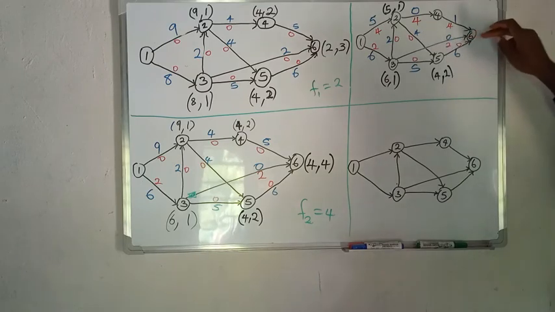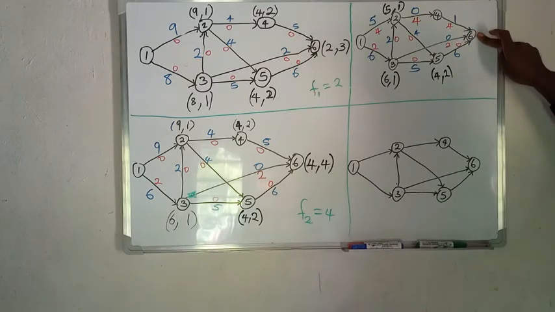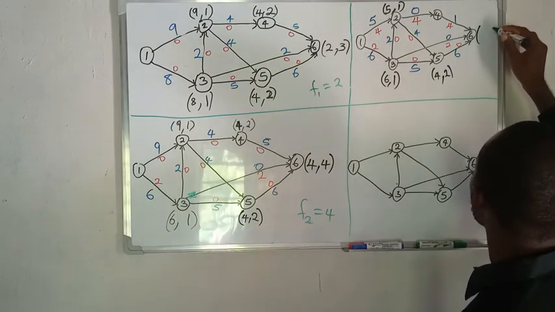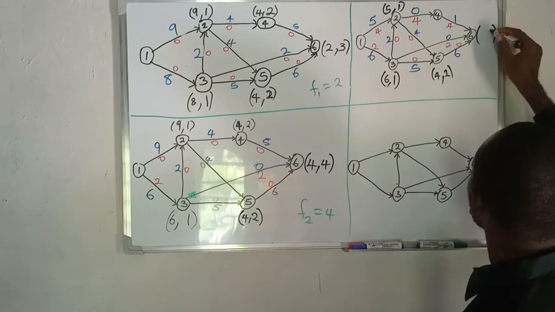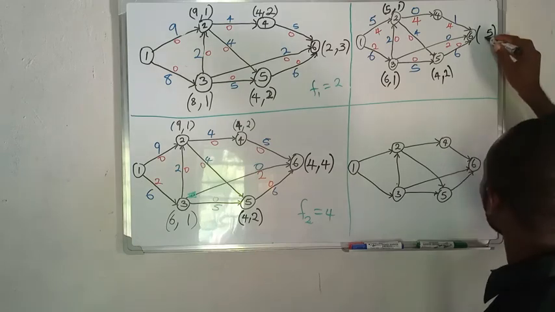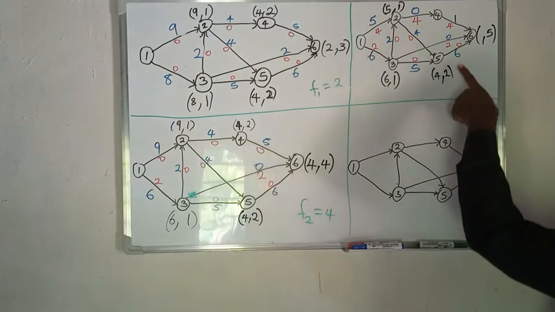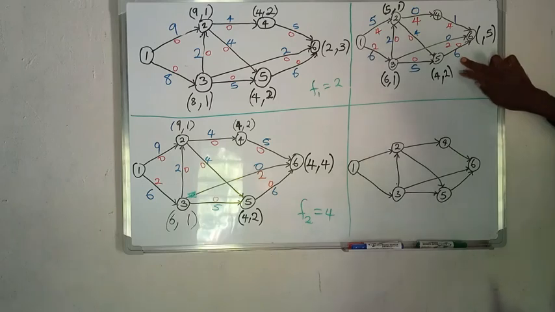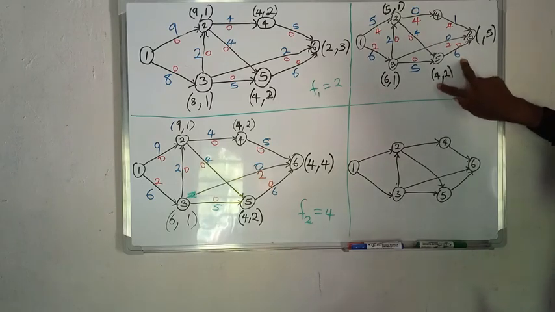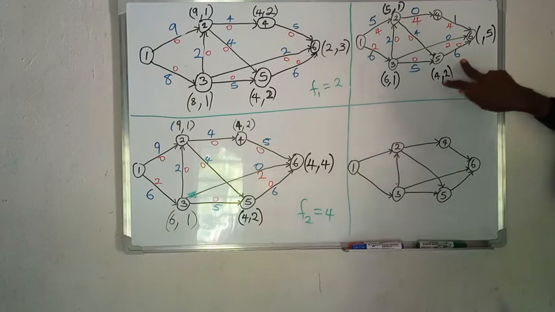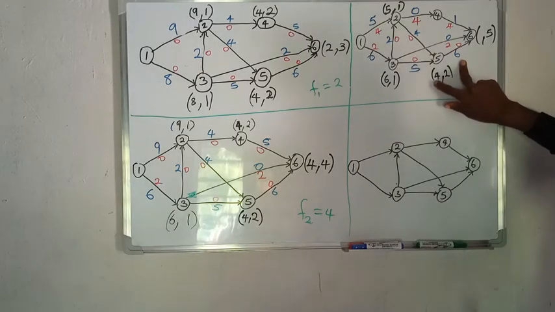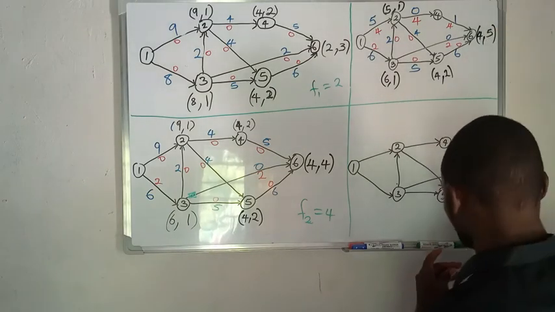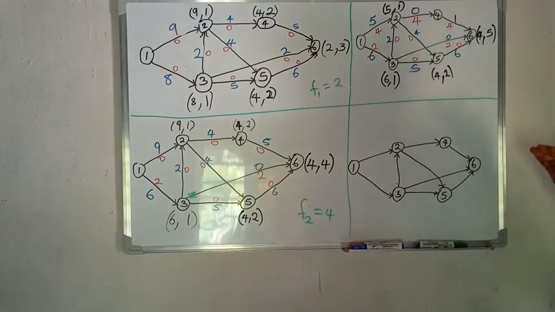So right here, 5 is connected to 6, and so we label 6 from 5. So right here we have 5 as the node here, and then we check the capacity joining 5 and 6 is 6, and we check the capacity that is labeled under 5 is 4. So we check which one is lesser. 4 is lesser, so we write it here. So right here we have 4, and then we do our iteration again.